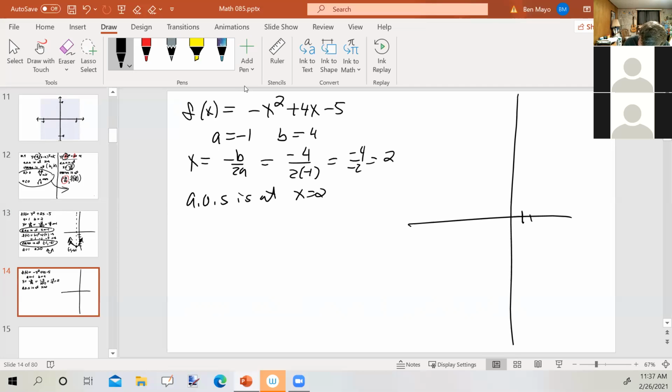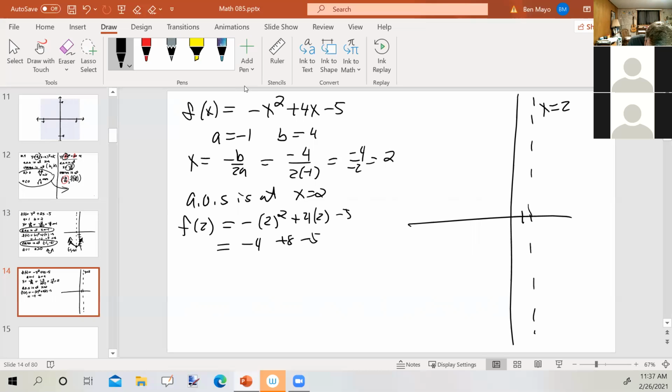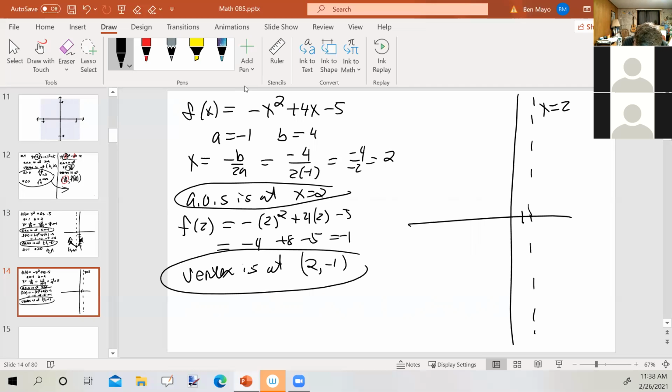So again, if we were doing a freehand graph, we would have the axis of symmetry, a vertical line at x equals 2. F of 2 is -2 squared plus 4 times 2 minus 5, which is -4 plus 8 minus 5, which is -1. So the vertex is at 2, -1. So here's the axis of symmetry. The vertex is at 2, -1. So right there, there's your vertex.